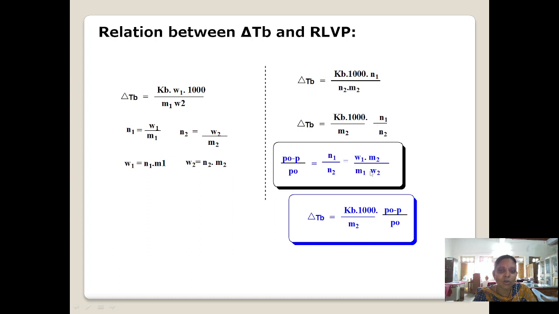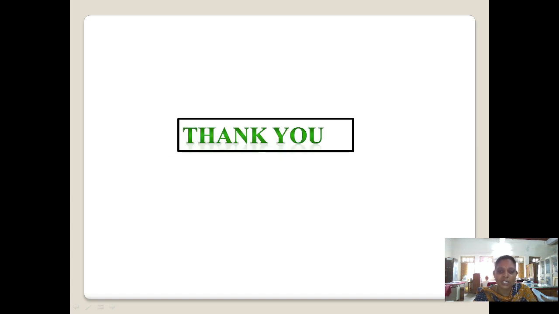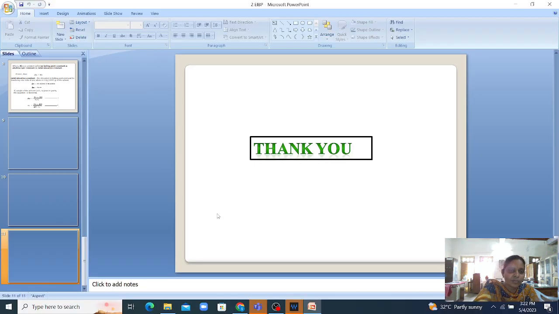But according to Raoult's law, relative lowering of vapor pressure equals N1 upon N2, that is W1 by M1 into M2 by W2. Then if you substitute this N1 upon N2 in the above equation, we get delta Tb equals Kb into 1000 by M2 into P0 minus P upon P0. So this is the relation between relative lowering of vapor pressure and elevation in boiling point.